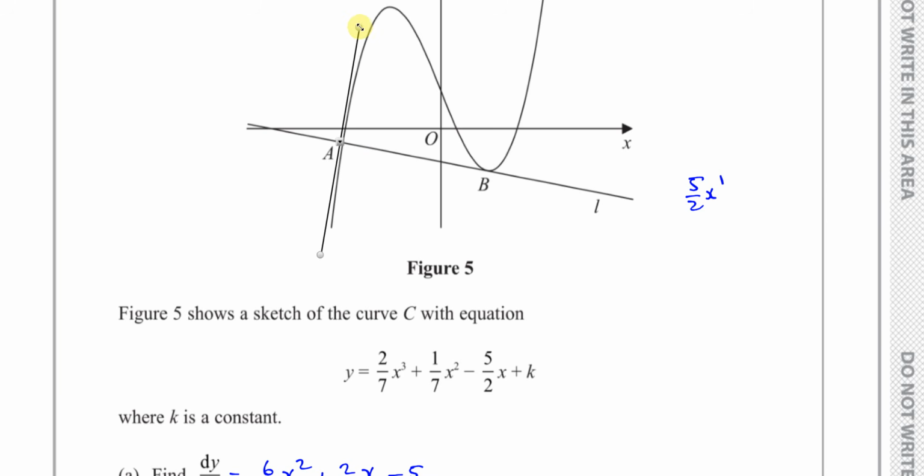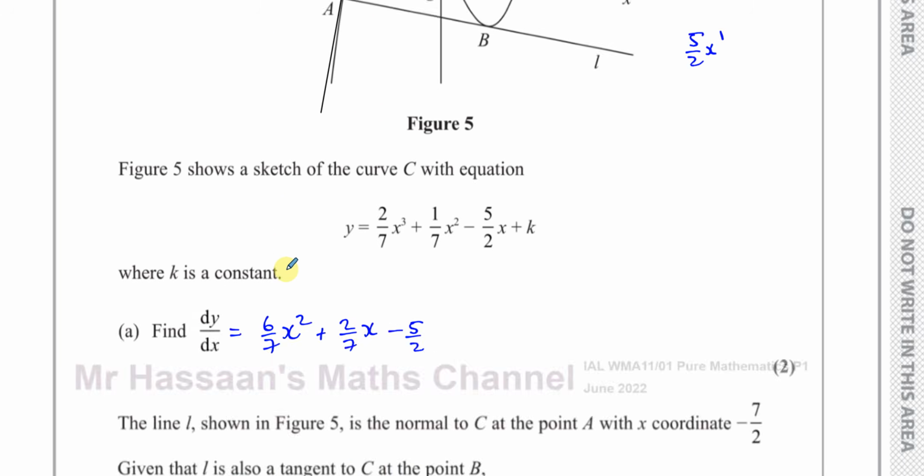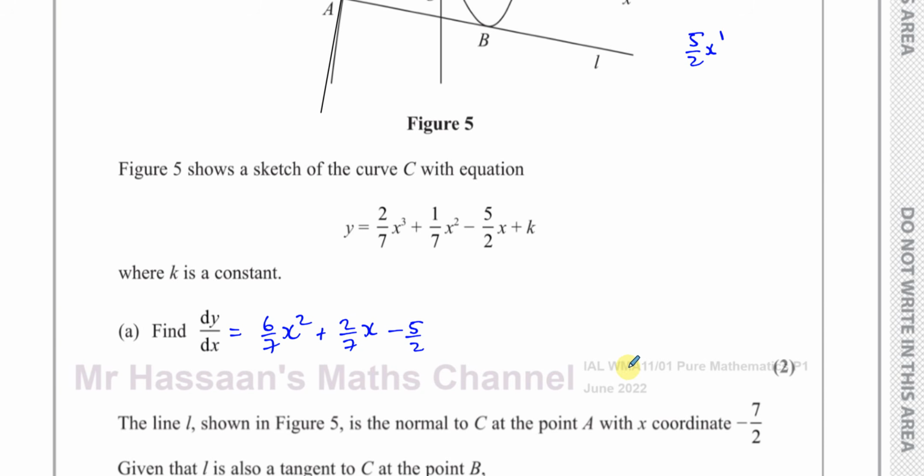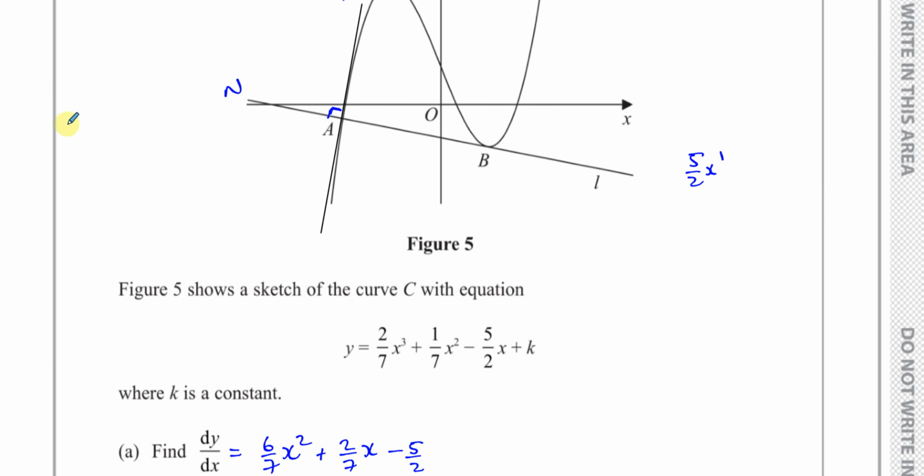Now, the line L is normal to the curve at A, meaning it's perpendicular to its tangent. That means its gradient is perpendicular to the gradient of the curve at A, because the normal and tangent meet at 90 degrees. It says it's a normal to the curve C at the point A, and it has x coordinate negative 7 over 2. So we know that the x coordinate of A is negative 7 over 2. We don't know what the y coordinate is, but we know that's the x coordinate of A.